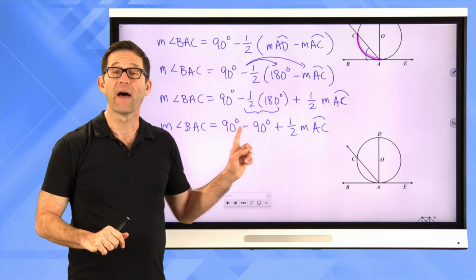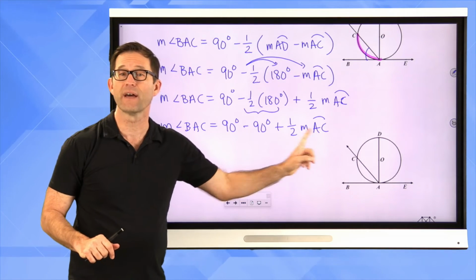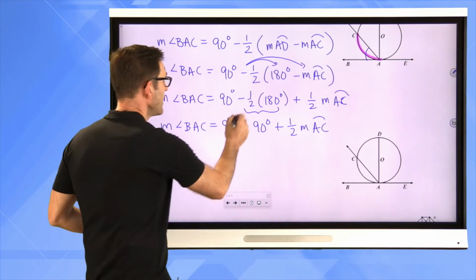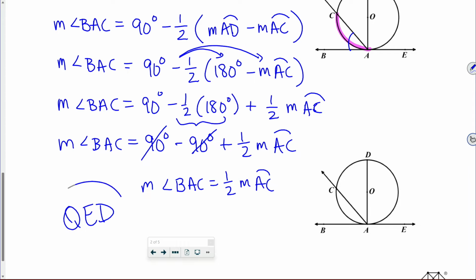And keep in mind that subtraction was already distributed through up here. There's no subtraction now attached to that. I can now say 90 minus 90 is gone, and the measure of angle BAC is 1/2 the measure of arc AC. And on a proof like that, we have to finish it by saying QED. All right?